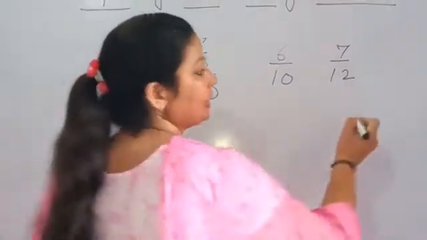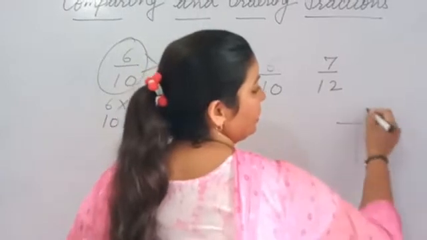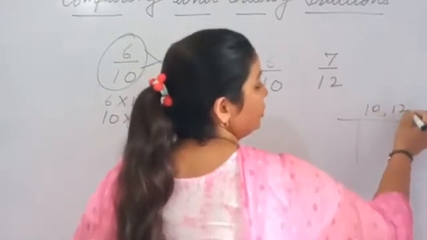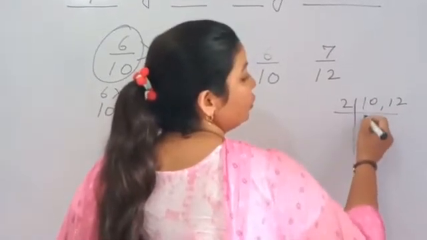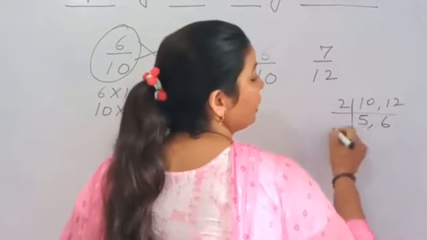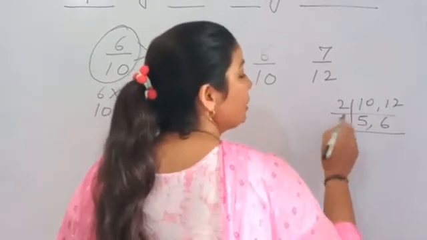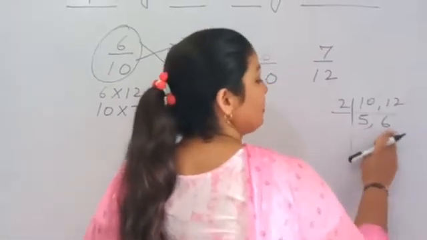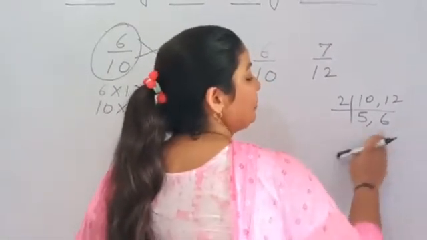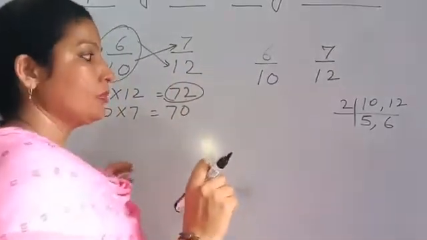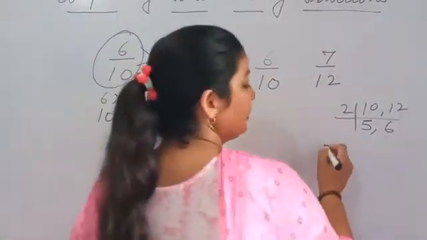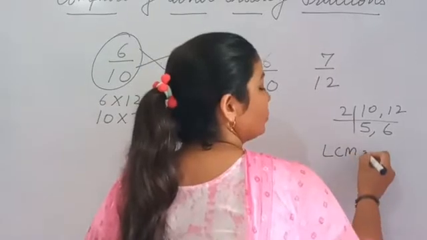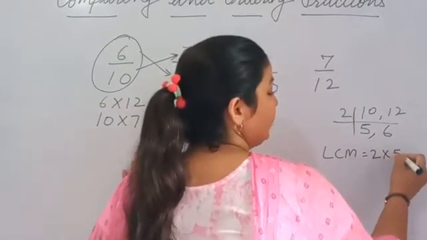So firstly we find the LCM of 10 and 12. 10 and 12 both come in the 2 table. 2 5s are 10, 2 6s are 12. 6 again comes in the 2 table, and you can leave 5 here only because 5 is a prime number, and in the 5 table 6 does not come. So we can leave it here. LCM is 2 into 5 into 6.